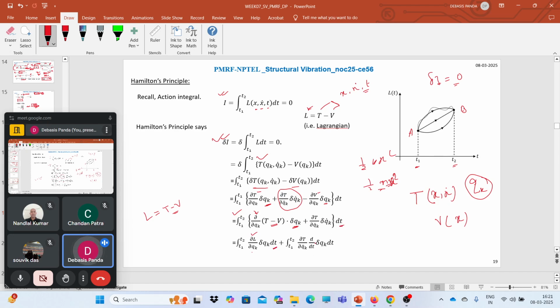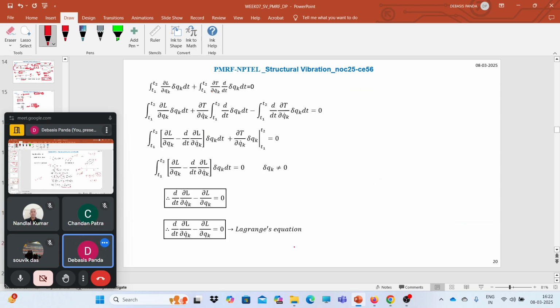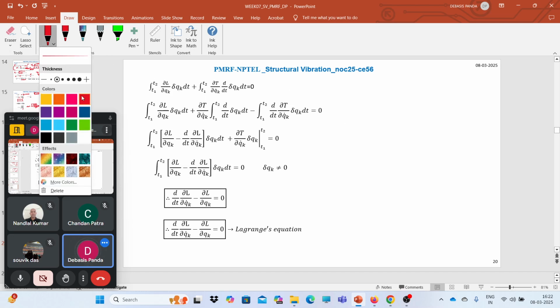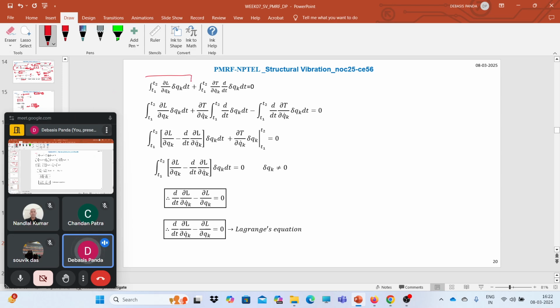And for the second quantity, what will we have? del T by del qk dot, delta qk dot dt. Now, further we will expand this second term using the chain rule, and we will see the final product leads to the Lagrange equation. So here the first part we will leave as it is for now.